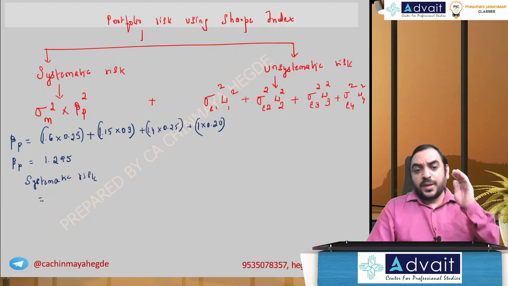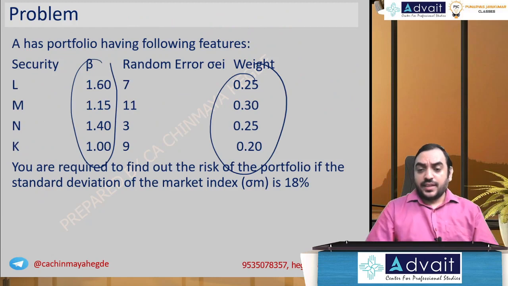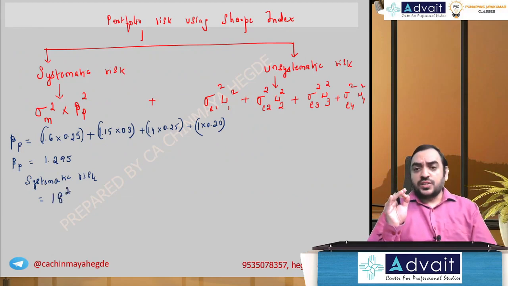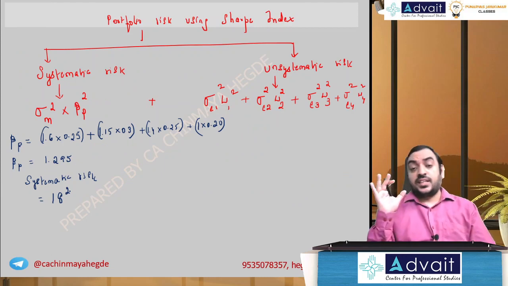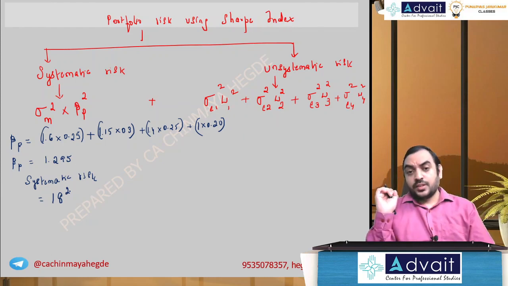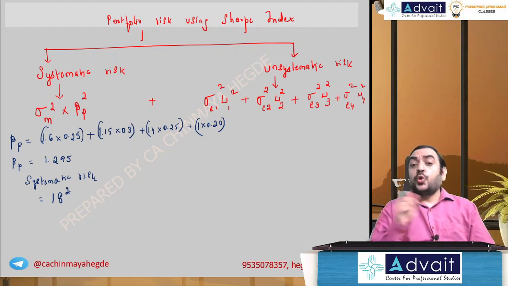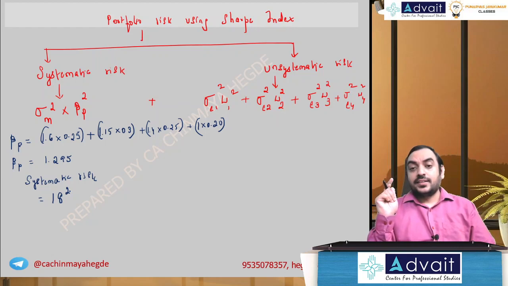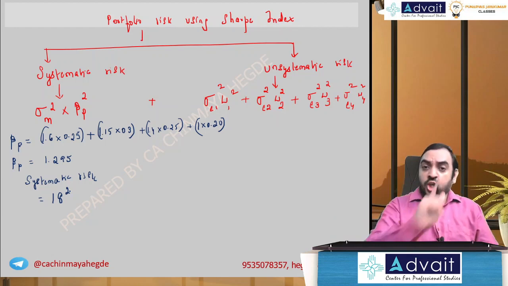Market variance multiplied by beta square. Market variance is 18%, market risk. So 18 square. Be very careful about this calculation, because sometimes in the exam they'll give you variance itself. They'll tell you market variance is 18. When they tell you market variance is 18, don't do 18 square, because variance itself means square is already done. Keep it in mind. Very, very important point. Many people do wrong in this case. If they give you variance, square is already done, don't square again.